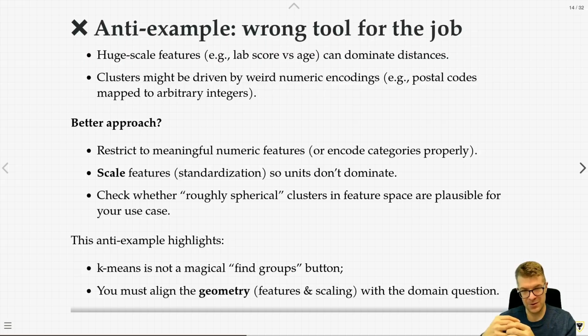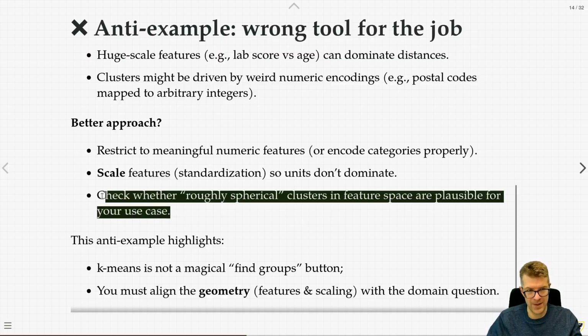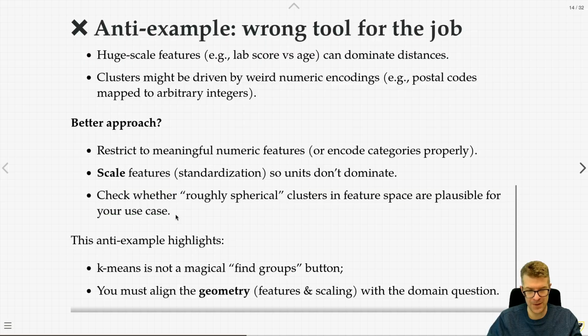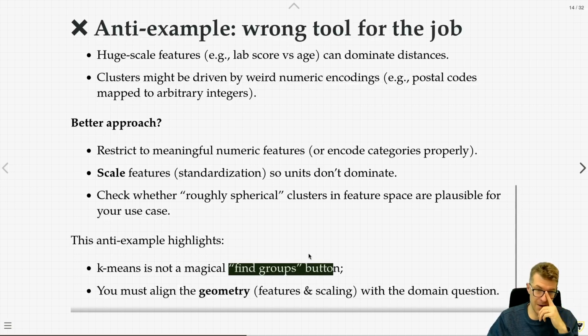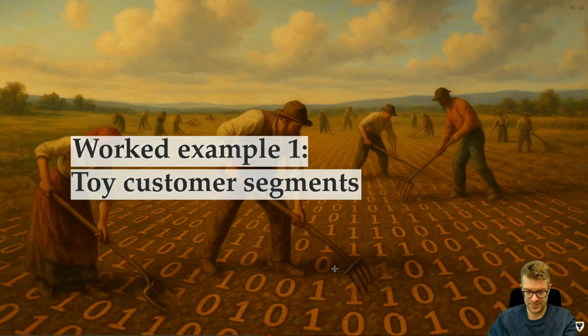K-means clustering fails at these non-spherical tasks. So just like everything else, K-means is not a silver bullet. It's not going to solve all of your problems. So again, outside of the scope of this class, but something to think about when you're famous data scientists. So the anti-example suggests several things. K-means is not a magic find groups button. You can't just flip a switch and all of a sudden your groups are there. It relies on a lot of assumptions, and you should always do the pre-processing steps beforehand as well.